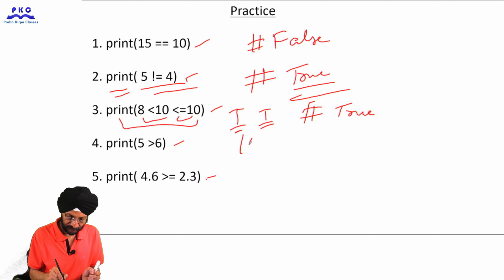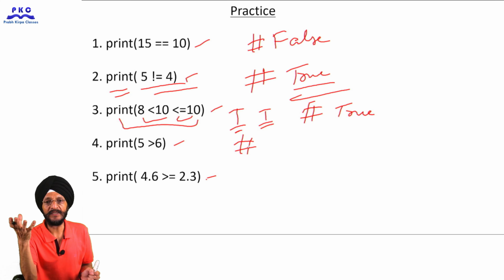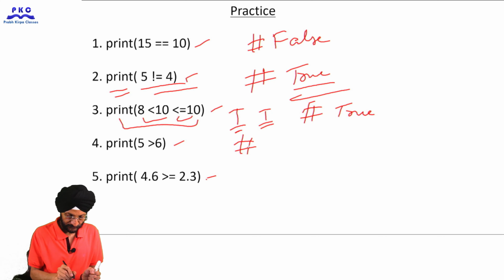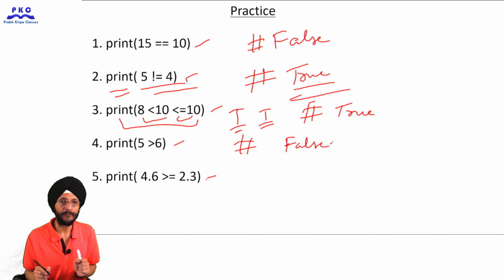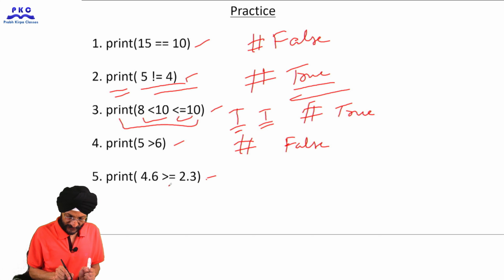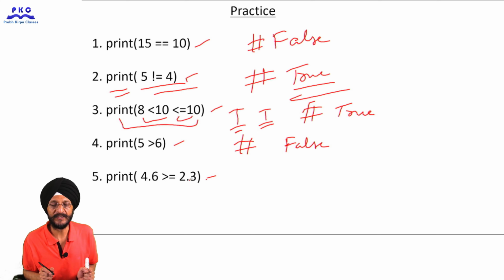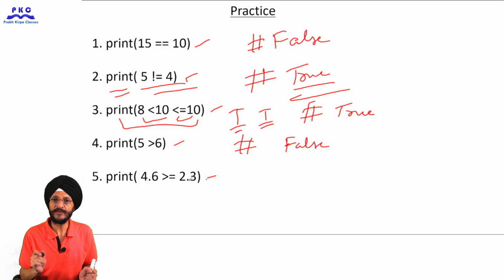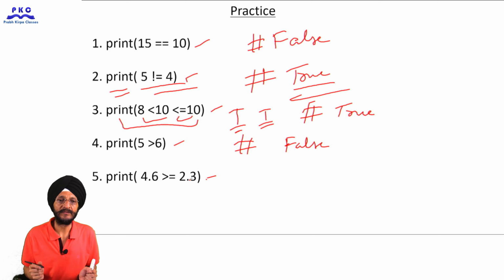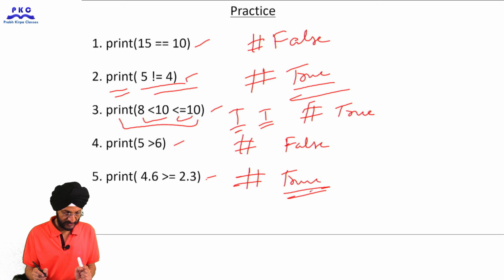If any of the conditions is false, in case of chained comparison, the overall result will be false. Next, 5 is greater than 6. What will be the output given by the Python interpreter? False. It is not true, because 6 is greater than 5. Next, 4.6 is greater than or equal to 2.3. Naturally, 4.6 is greater, and it is not equal, it is more than 2.3. So it will be interpreted as true, because 4.6 is greater.